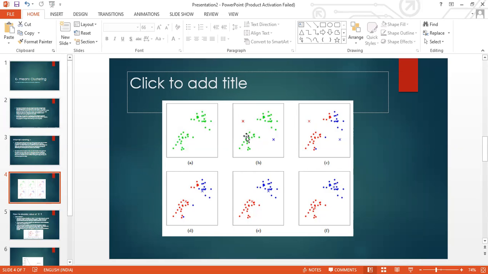Here you can see 2 points, this one red and this one blue. They are also called centroid points. In the next step, we will calculate the Euclidean distance between these centroid points and all the data points. Here these red points are nearer to the red centroid, and these blue points are nearer to the blue centroid.